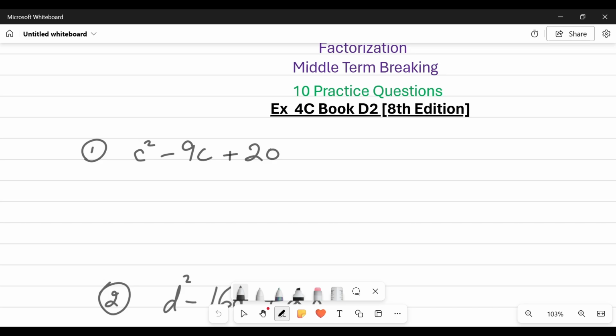Hello students, in this video we will do 10 practice questions related to factorization. We can say middle term breaking, right? Now the first question, as you can see here, we have the first negative sign, right? And the second one is a positive sign.